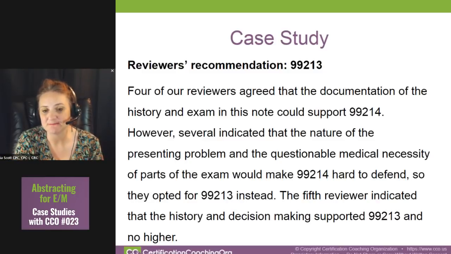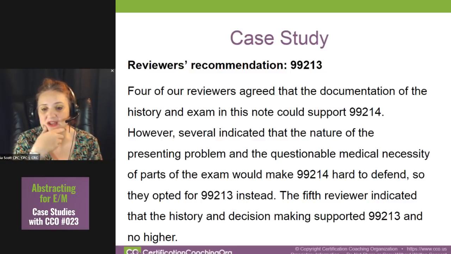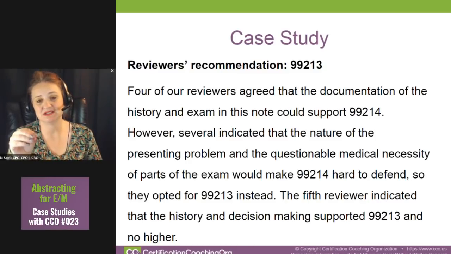Now, if you're going to stop smoking, they already knew that the patient smoked, right? And so really, they're just giving them a little encouragement about stopping smoking. They're not giving them medication or anything. It's mostly just counseling. So it would probably be easier to go with a 99213, justifying that. And the 5th person that they looked at definitely said, when you have this history and the decision making supported, only the 99213, no higher. And a lot of that, I think, is based on the disease process.